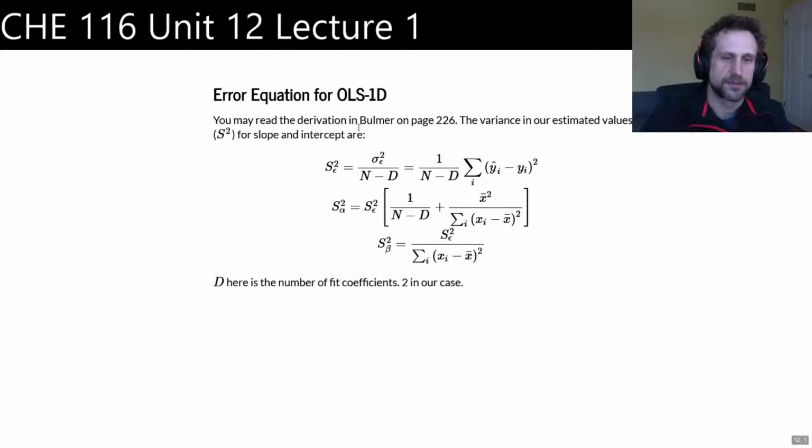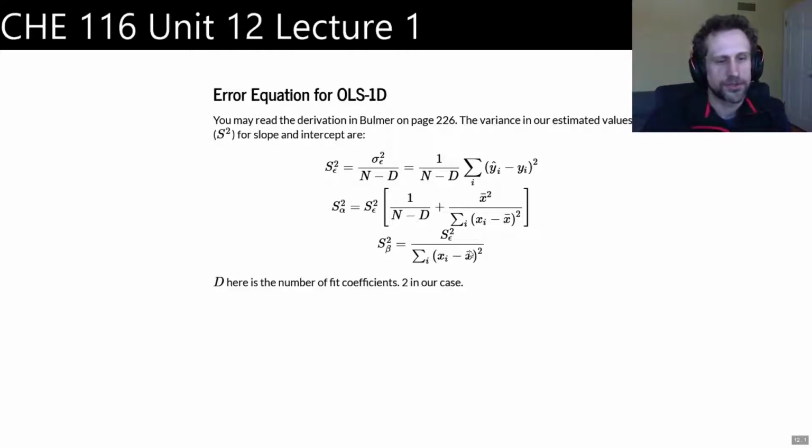Okay, now we do use S. Here are the standard error equations. I usually write them as S squared, just for convenience. The standard error in the residuals squared is equal to 1 over n minus d times the sum of the squared residuals. We don't usually use the standard error in epsilon, but it's used for other expressions. Once you have it, you can get the standard error in alpha, the intercept. The standard error in the intercept is this expression here, which is a function of the standard error in the residuals, and the standard error in the slope is here.